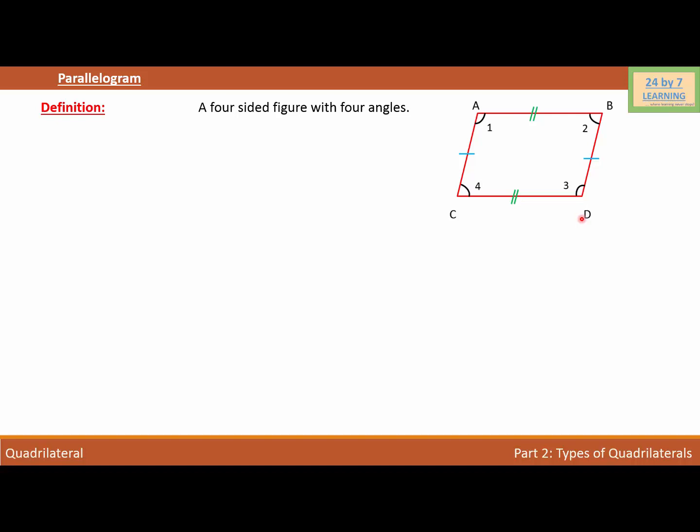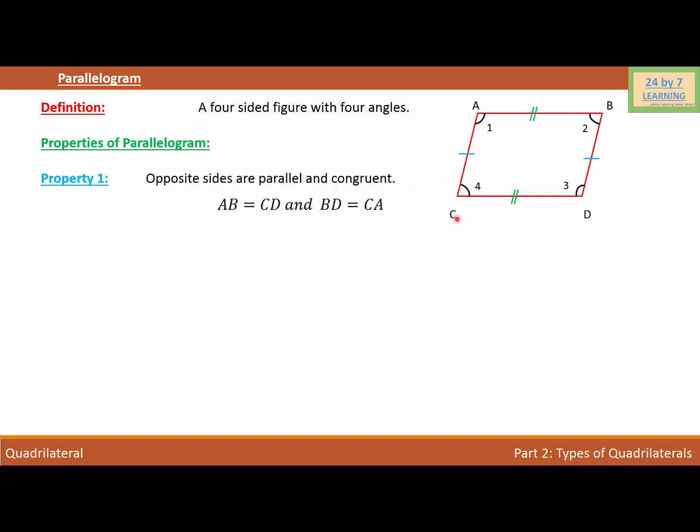So let's talk about the properties of the parallelogram. Property 1. Opposite sides are parallel and congruent. It simply means that AB is congruent and parallel to CD, which is over here. So I can write AB is equal to CD and BD is equal to CA, which is over here.